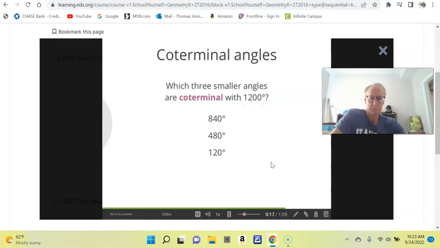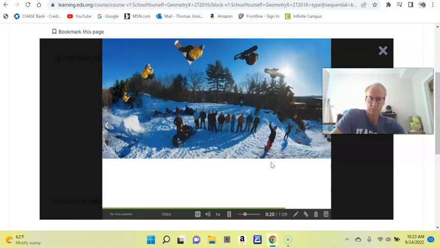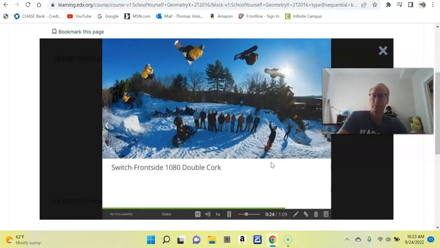Coterminal angles show up a lot in sports, like snowboarding. Perhaps you've heard of snowboarding tricks like the switch frontside 1080 double cork, or the double McTwist 1260. So now you know what the 1080 and 1260 mean in these names. It's how many degrees you rotate while you're in the air.